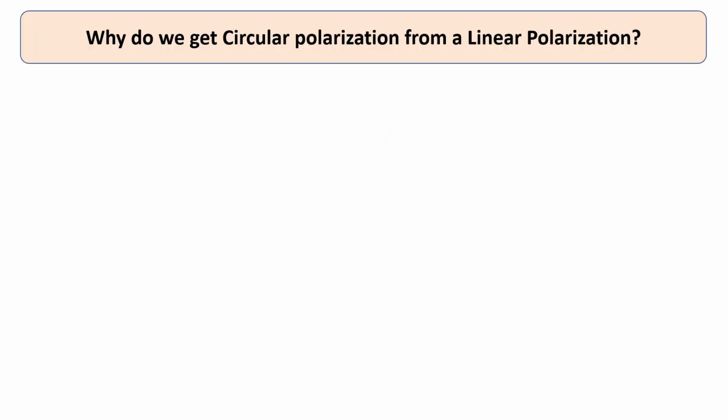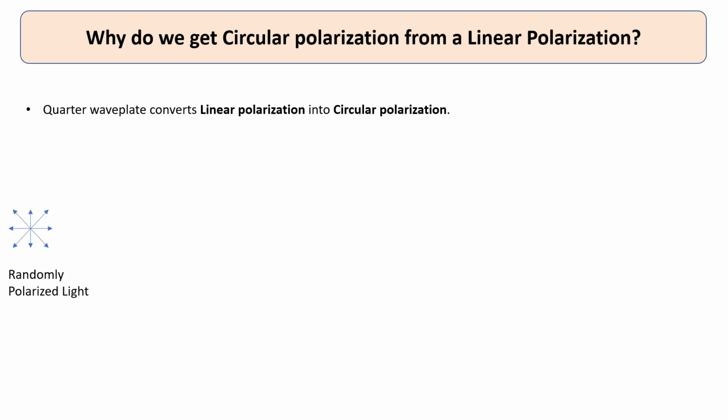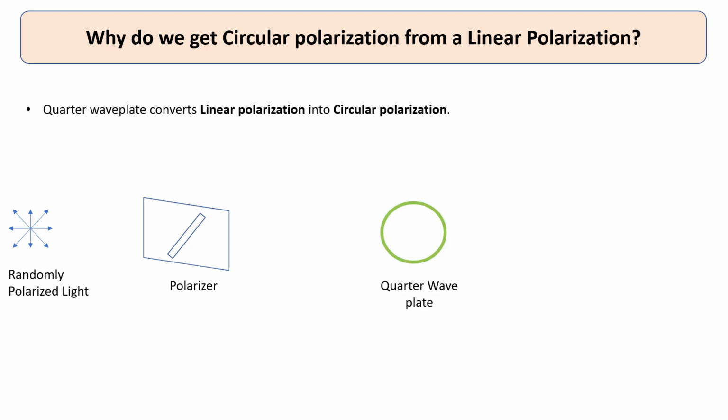Why do we get circular polarization from linear polarization? In classical optics, this was done using the quarter wave plate. A quarter wave plate converts a linear polarization into circular polarization. When a randomly polarized light is incident on a polarizer, the polarizer polarizes the incident randomly polarized light into a linearly polarized light according to the Malus law.